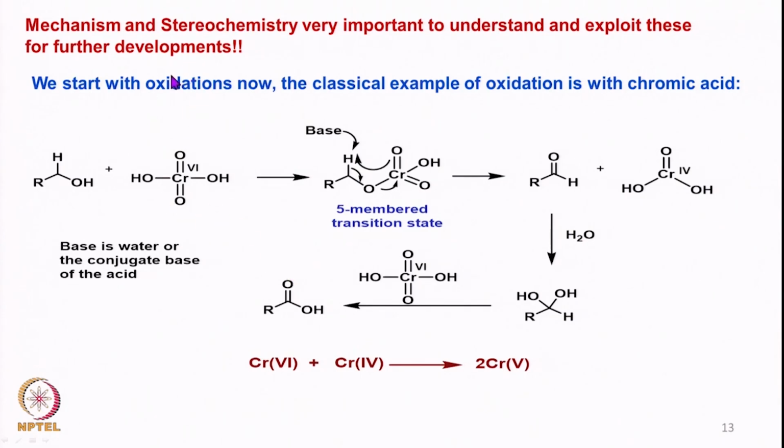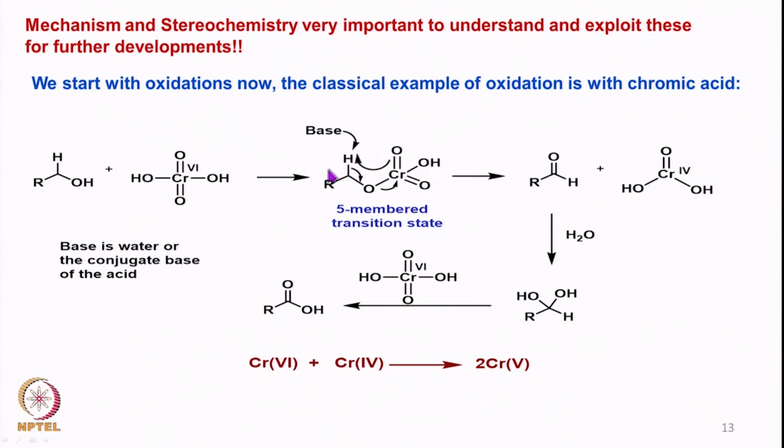Now we go to the last part of today's lecture, which will then be carried on to the next class, which is to see how oxidations can be carried out. In all the oxidations that we are going to discuss, or reductions or CC bond formations, we will basically be talking about mechanism and stereochemistry, because that becomes very important to exploit for further developments. Now suppose we carry out an oxidation of an alcohol with, say, chromic acid.